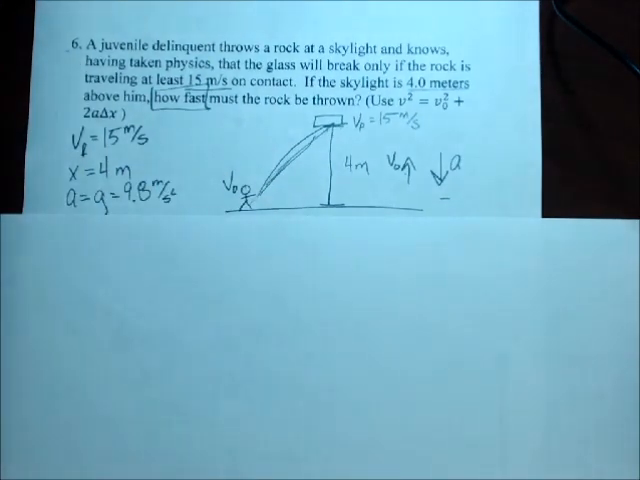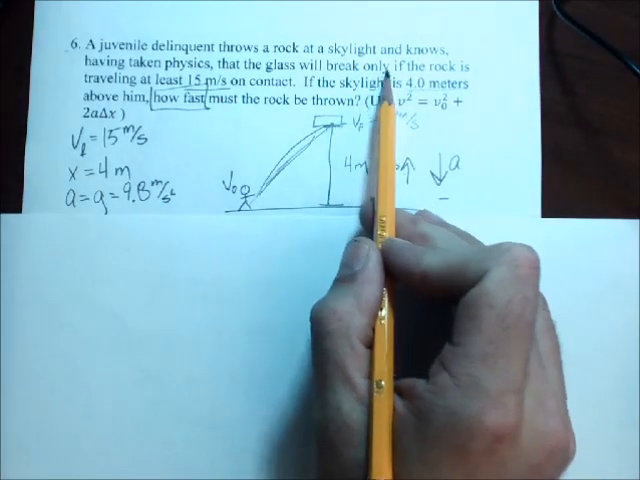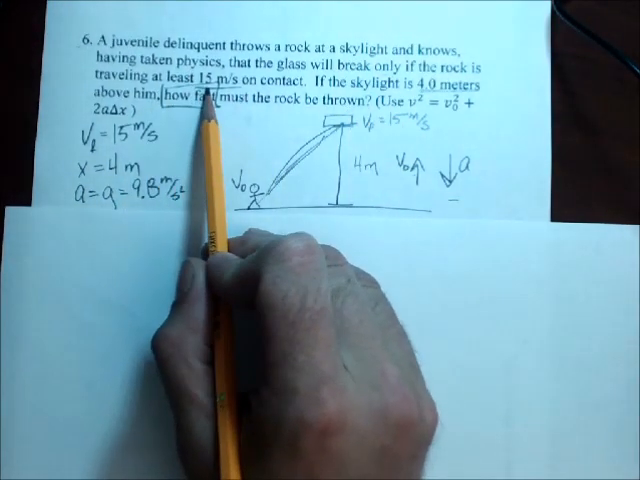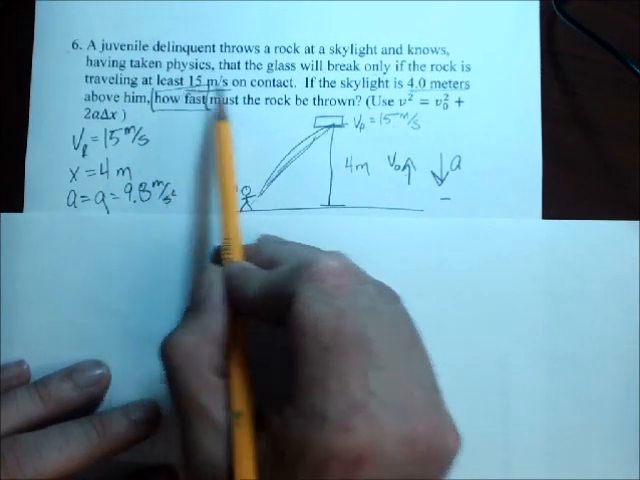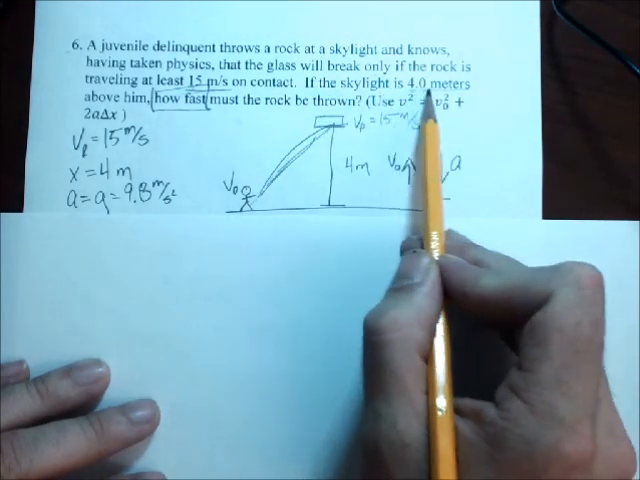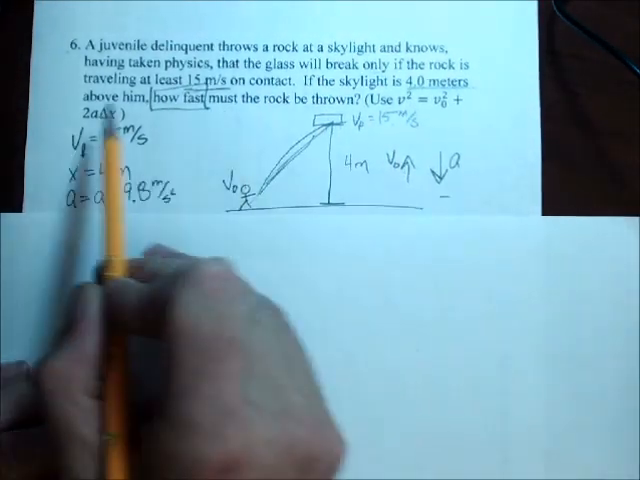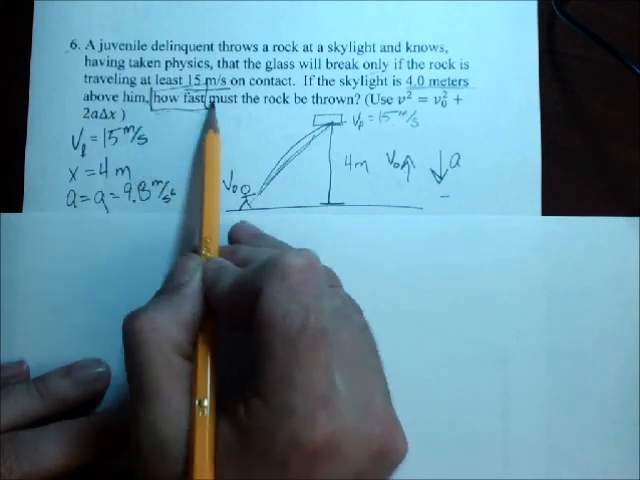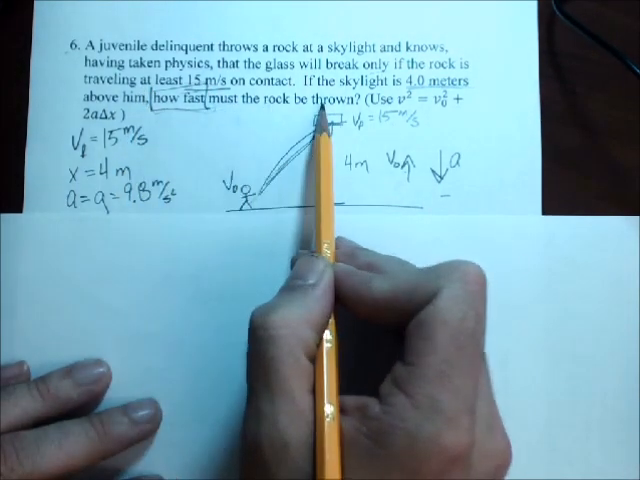Let's go ahead and read it. A juvenile delinquent, hopefully that's not you, throws a rock at a skylight and knows, having taken physics, that the glass will break only if the rock is traveling at least 15 meters per second, so we're going to underline that, on contact. If the skylight is 4 meters, underline, above him, how fast, we're going to circle that because that's our question, must the rock be thrown?